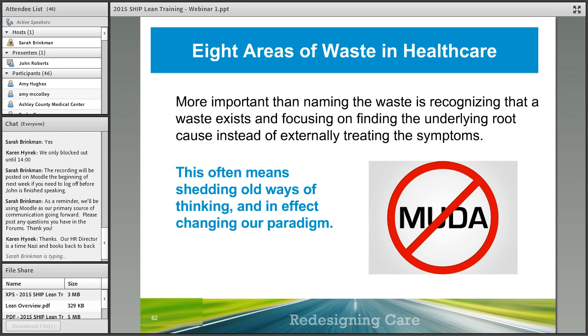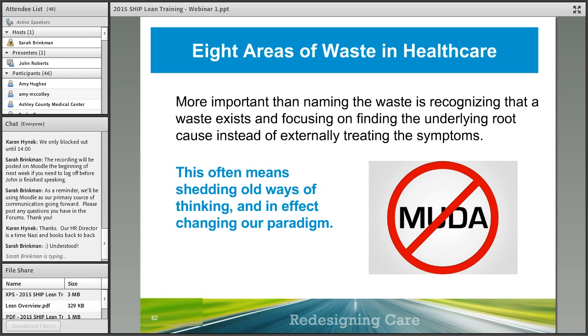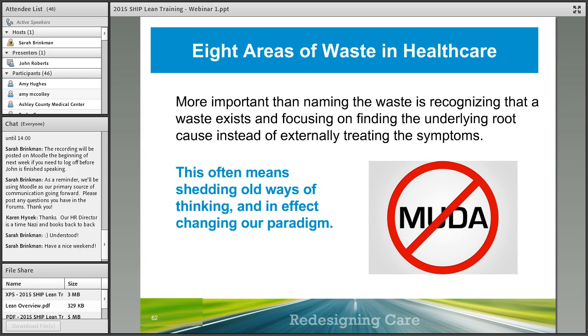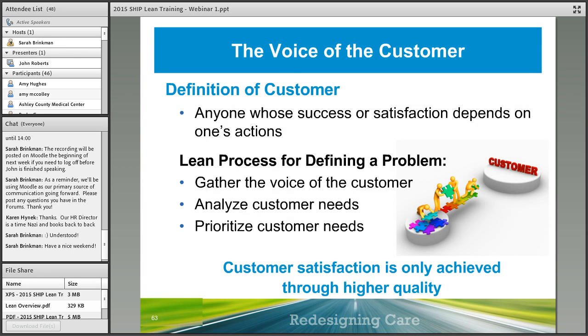And again, as you begin to identify these different areas of waste, many times we get led down a different path because while we look at waste, we may be just seeing the symptoms of that waste. And so many times we have to really go and do a root cause analysis to really begin to look at what's causing the real problem of that waste. And again, that really involves shedding the old ways of thinking and really looking at things from a different perspective.